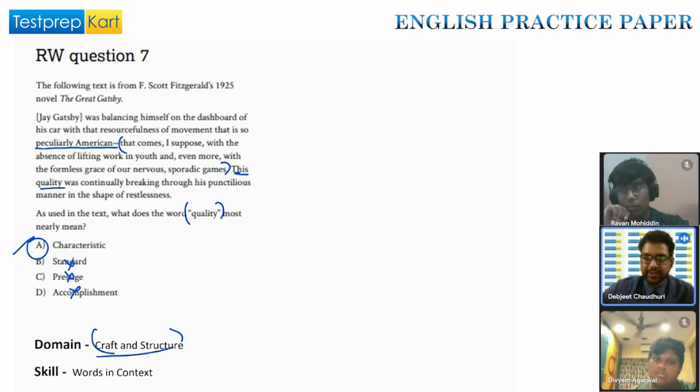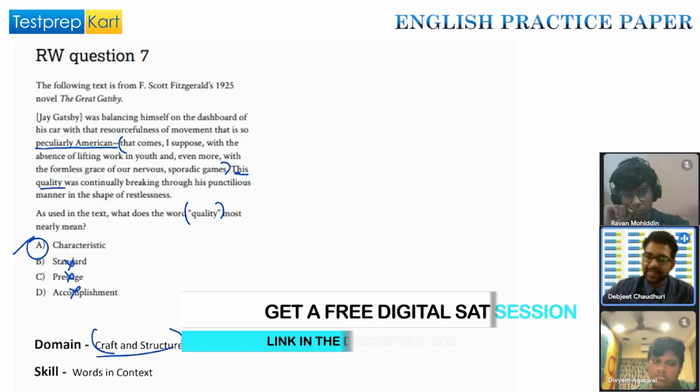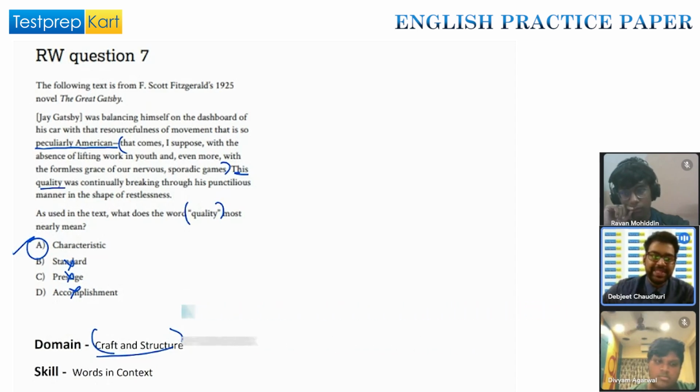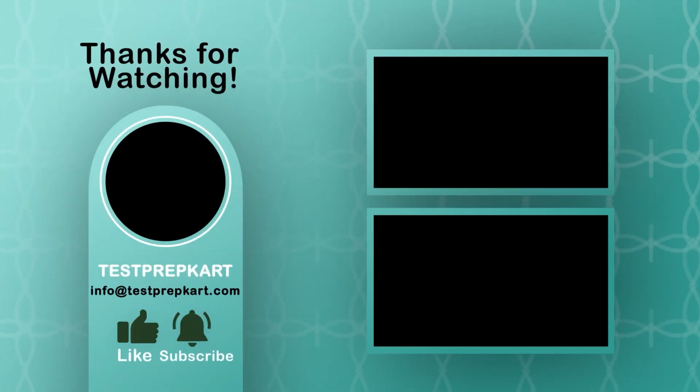Got it. So two of you noticed the Gatsby part, and you got it. And I think Divyam, you noticed only one of these is actually some quality, right? Accomplishment is not a quality, prestige is again not a quality, and standard is not a quality at all. But then through craft and structure, I hope you understood how you could have gotten to your answer. Okay.